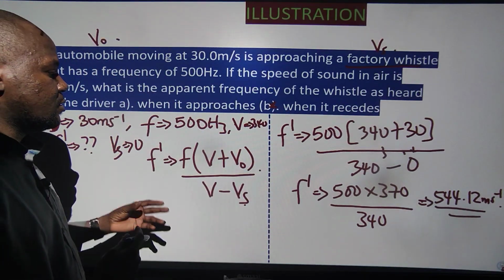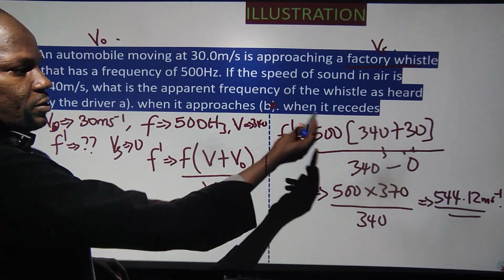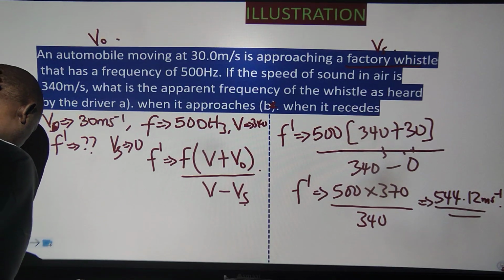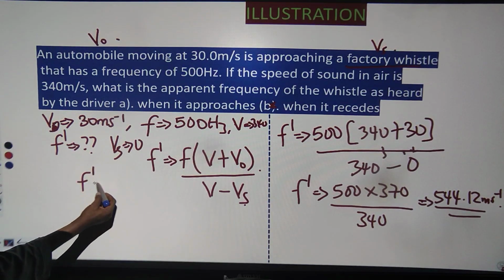Now when it recedes, I told you, when it recedes, the sign here will change for this thing. So it will just be the opposite of what I've done. Then I won't use a new page. I would rather manage this page that I have. So it will just be the opposite of the formula.